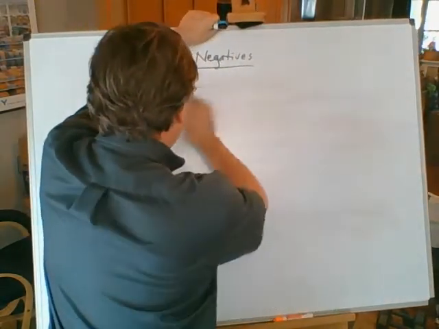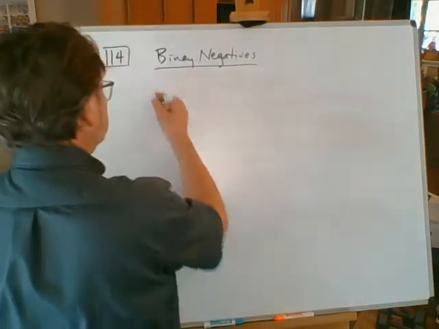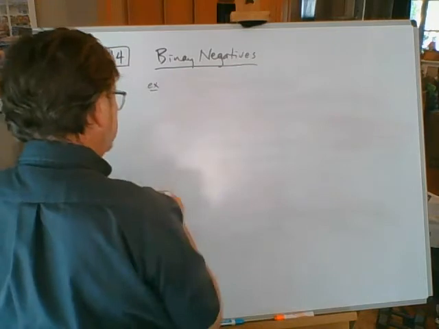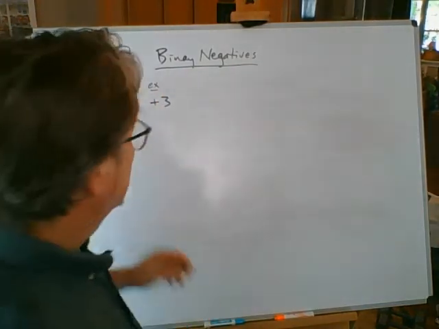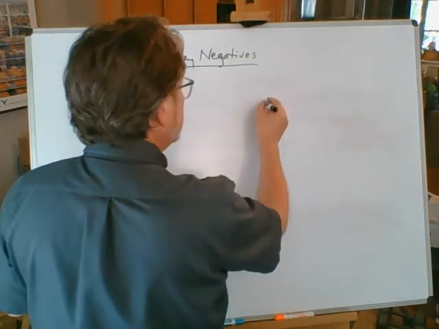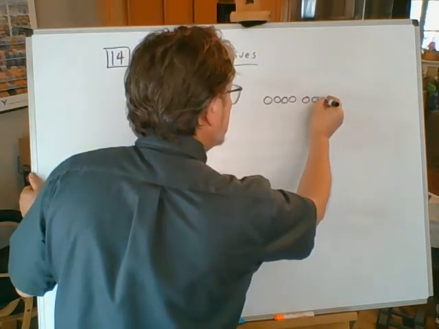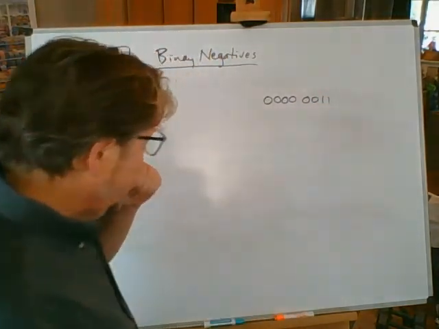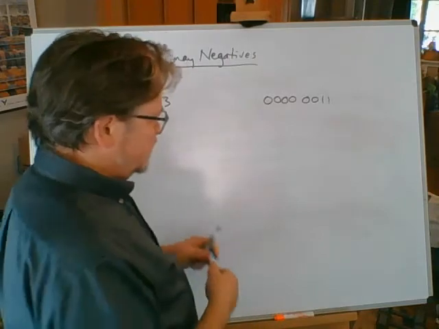We had a problem with 3, didn't we? Let's try 3 again. Here's an example of our trick. Positive 3 looked like 0, 0, 0, 0, 0, 0, 1, 1. Yes, I recall it well. Not really well, but I'm pretty sure that's what it was.